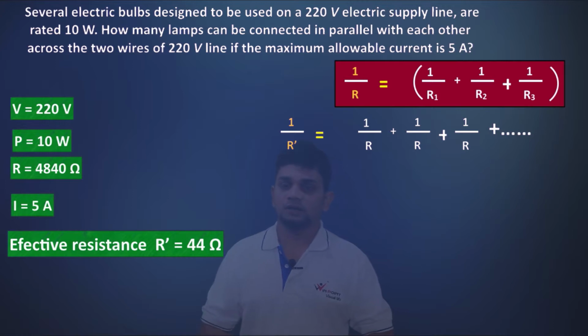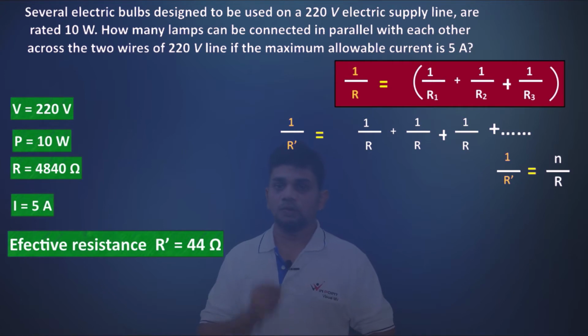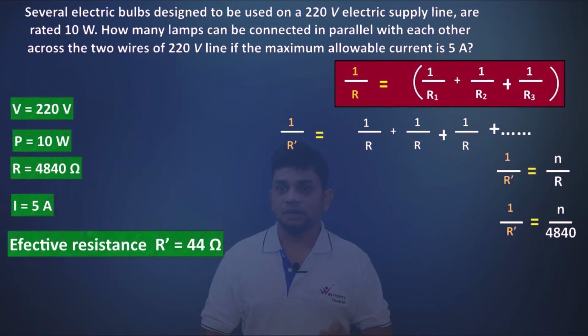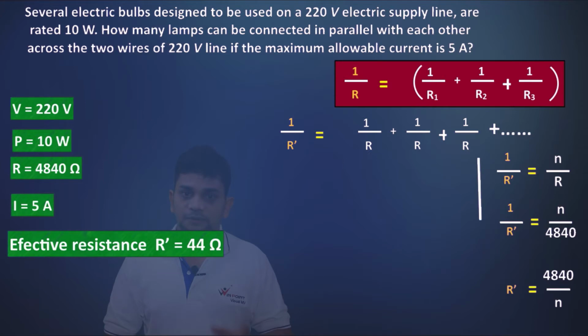Here it is 1 by R dash equal to 1 by R plus 1 by R plus 1 by R plus etc. up to n. There are n terms. Then it will be 1 by R into n. Right? 1 by R n times means 1 by R into n, that is equal to n by R. Then it will be 1 by R dash equal to n by R. What is the value of this R? It is given 4840. Then we can write 1 by R dash equal to n by 4840. Then we can write R dash equal to 4840 all divided by n.